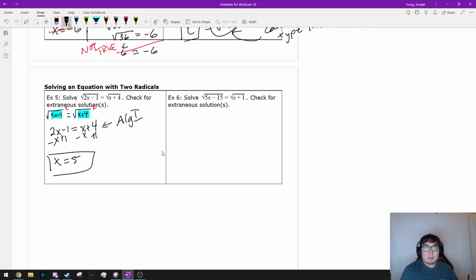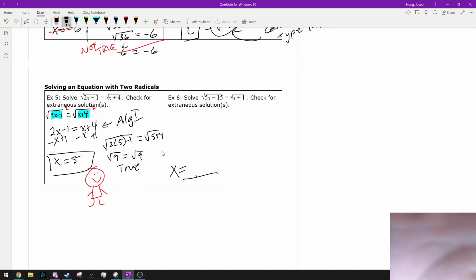And then we have to plug this in. Square root of 2 times 5 minus 1 is equal to square root of 5 plus 4. This is 10 minus 1, that's 9, is equal to square root of 9. This is true. So this works. And the last one, I'm going to let you try this one out yourself. I want you to tell me what x is equal to here.